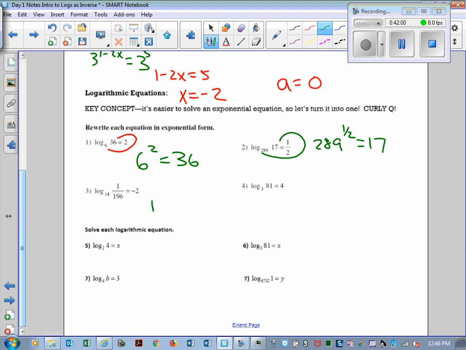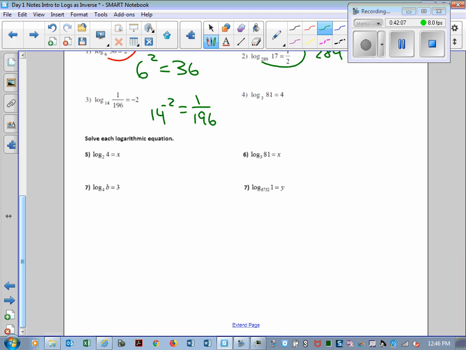Number 3, we're going to have 14 to the negative 2 power equals 1 over 196. Check it out. How about that? Okay, so the last one, we have 3 to the 4th power equals 81. Beautiful.